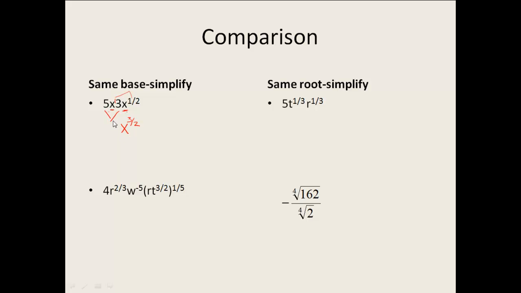Then I'm going to take my 5 and my 3, since those are just regular numbers. 5 times 3 gives me 15. So I would simplify this one down to 15x to the 3/2.